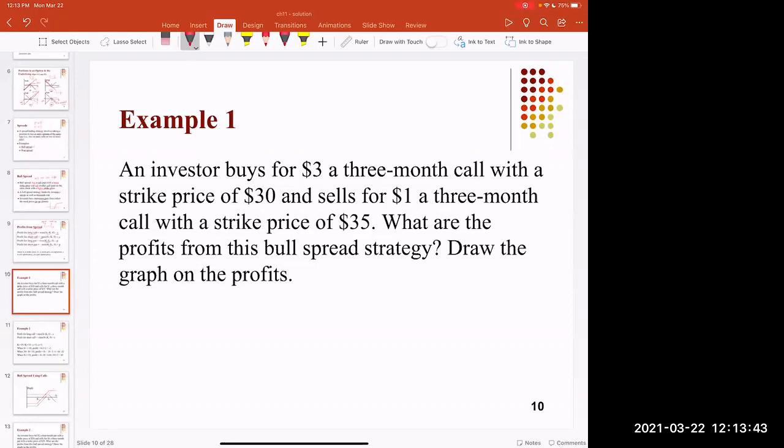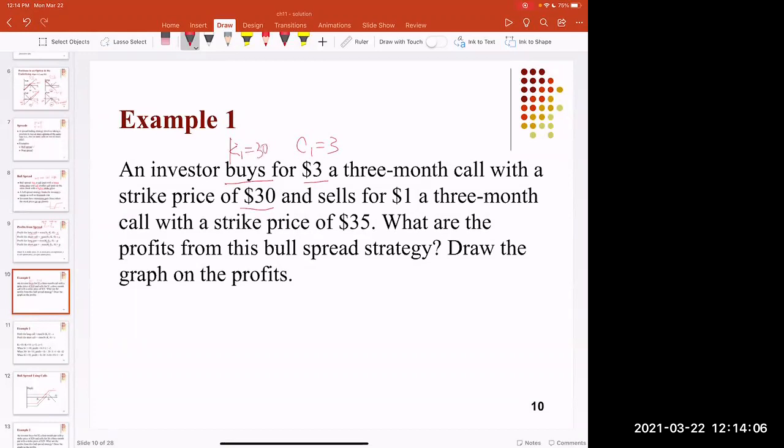Okay, so invested by a $3 buy. So this is one call long, $3. C1 equals 3, with the strike price, let's say K1. Call 1 means the first call, the first option, call option.